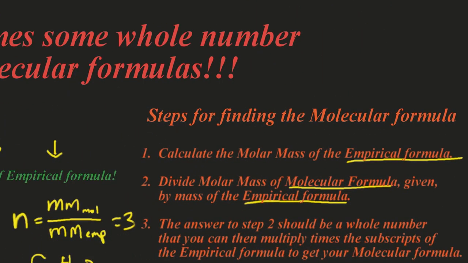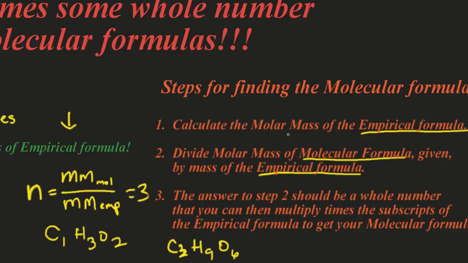Then to find the molecular formula, you need to calculate the molar mass of the empirical formula, then take the ratio of the molecular formula mass to that of the empirical formula. When you divide those two, you end up with some whole number answer. And what you will do is take that whole number times your empirical formula, which is right here. This is just some random example. And you'd multiply each of those subscripts by that 3 that you found and get your molecular formula.